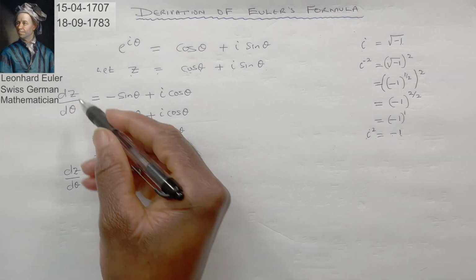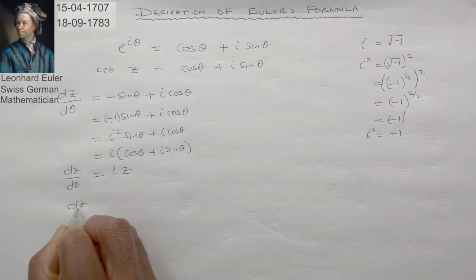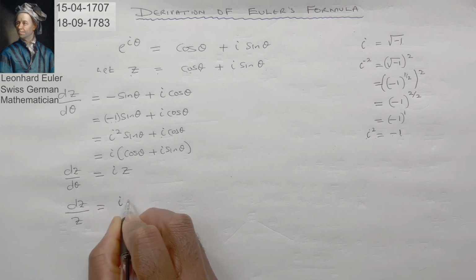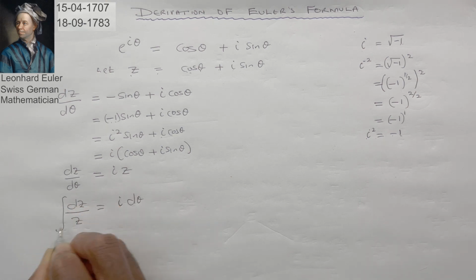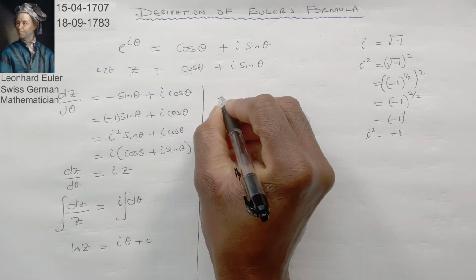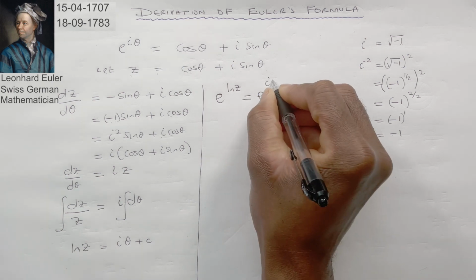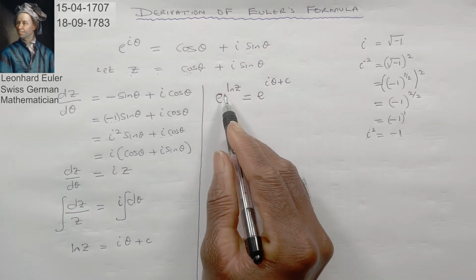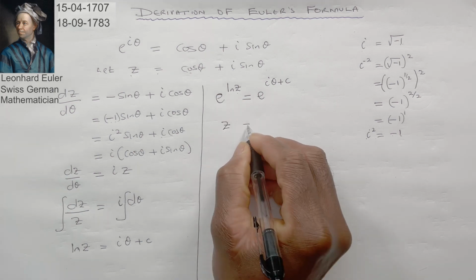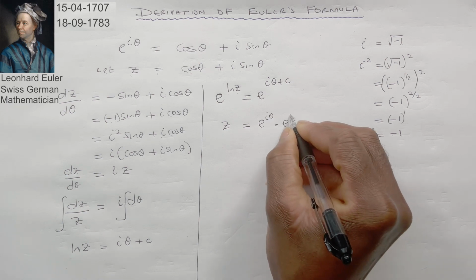Separating the variables, so we've done the differentiation. Now we're going to separate the variables and integrate. dz over z equals i d theta, and if I integrate that, that would be ln z equals i theta plus c. e to the power ln z would be equal to e to the power i theta plus c. e to the power ln z is z, and that equals e to the power i theta times e to the power c.